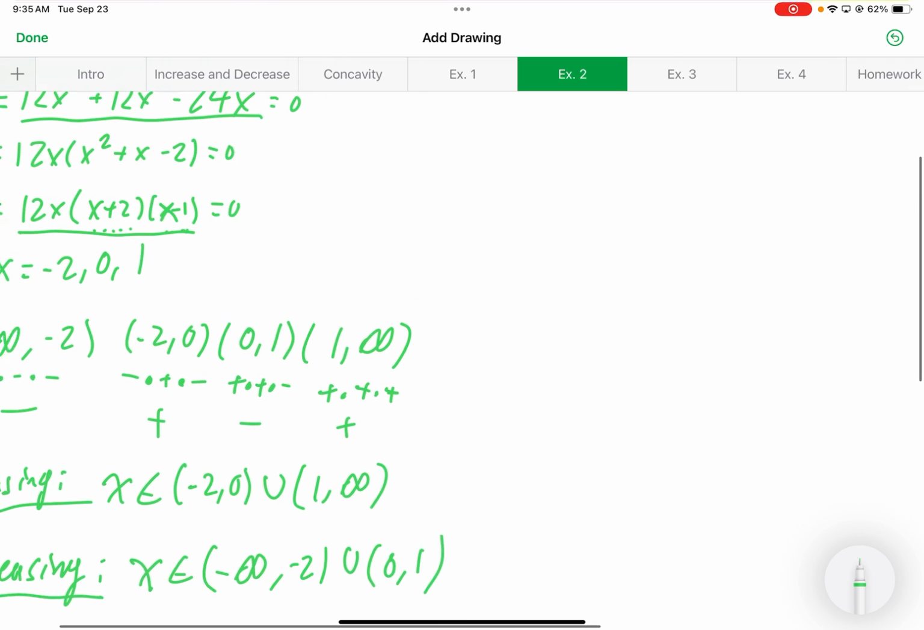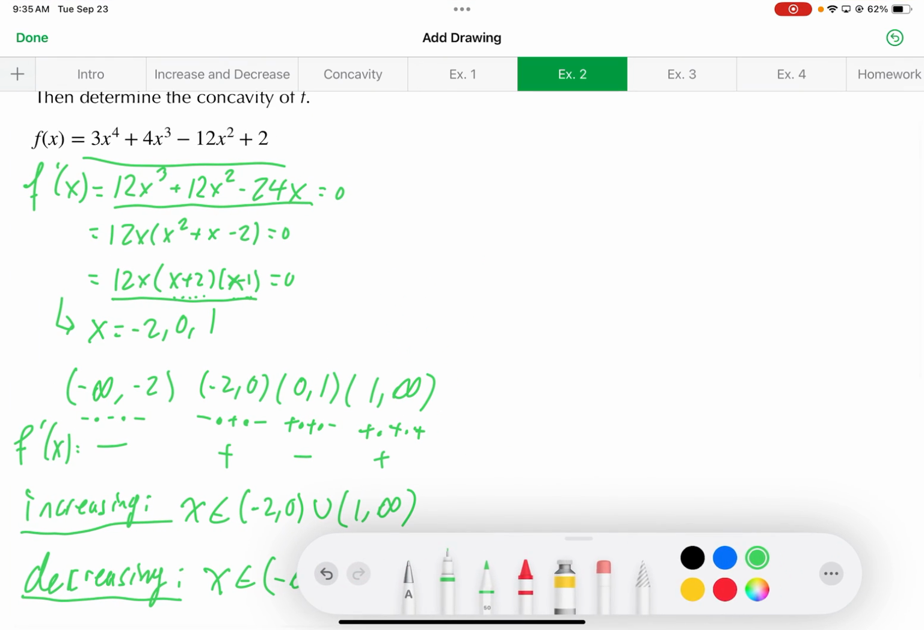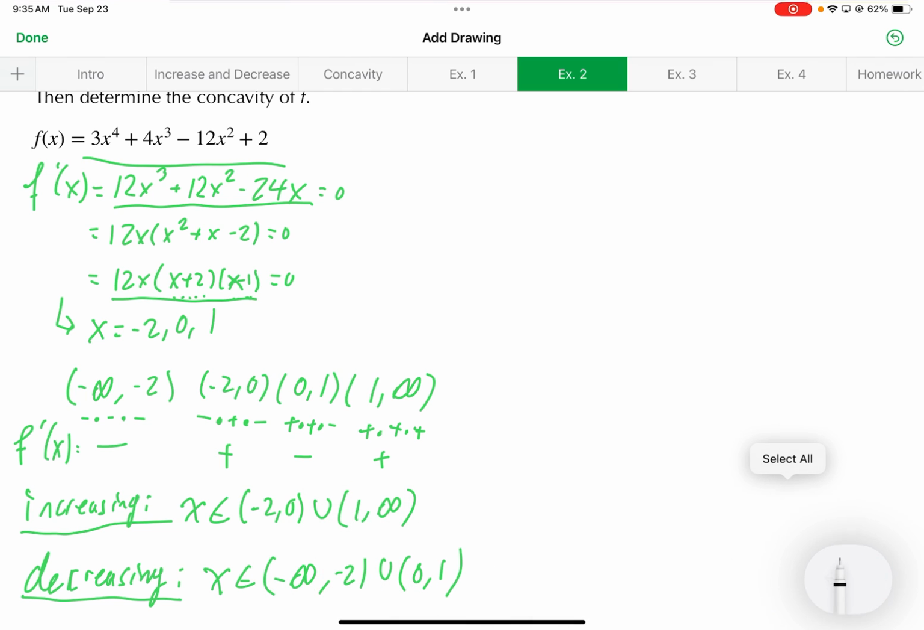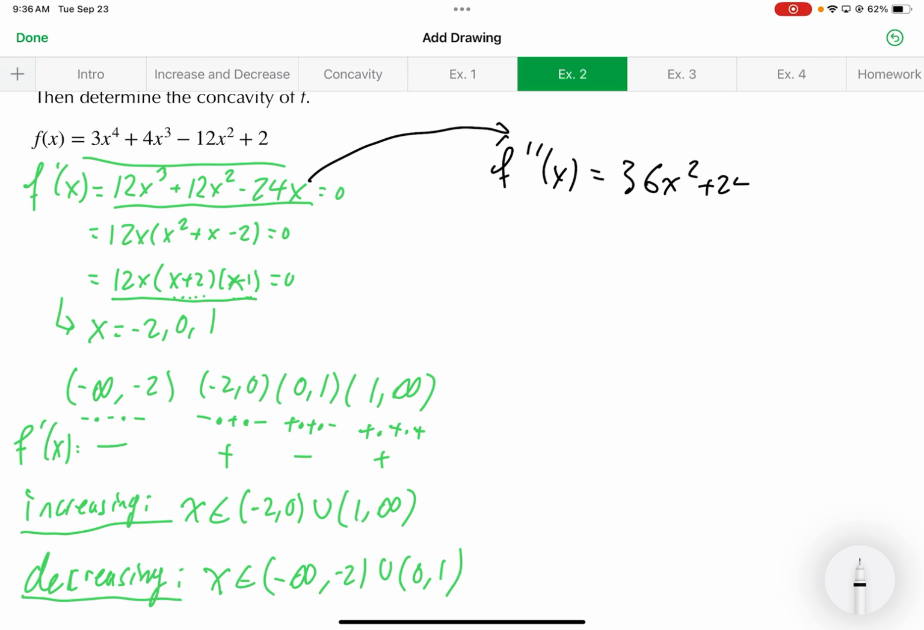Okay. Now, let's do concavity. All right. So then f double prime of x would be, so I look at this, try to figure out what my second derivative is going to be. 36x squared plus 24x minus 24. All right. We can factor that a little bit, right? What can I at least take out? 12. So I have 3x squared plus 2x minus 2.